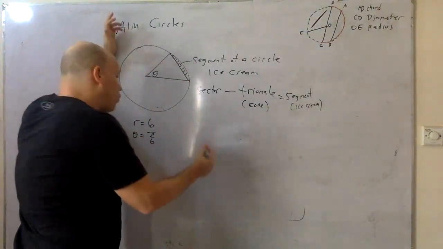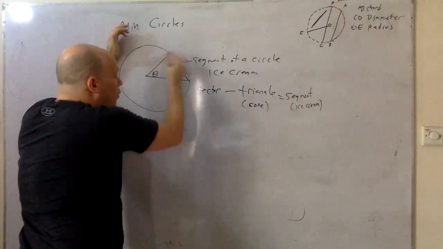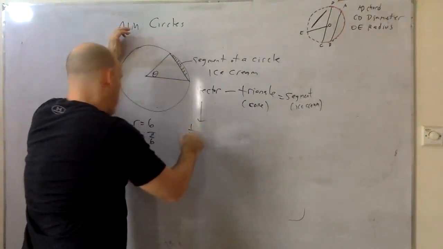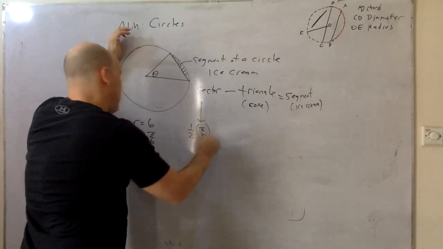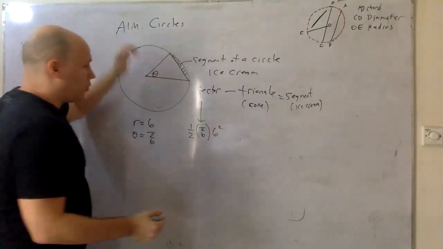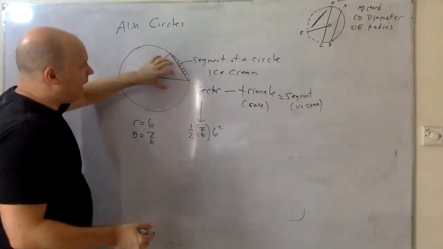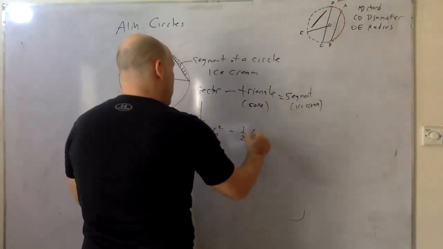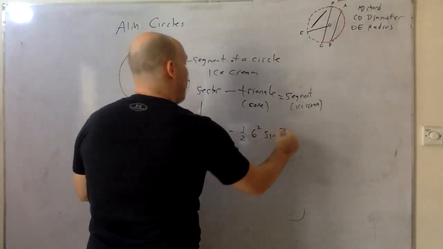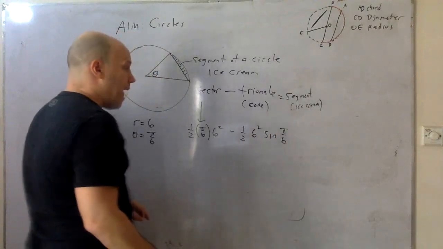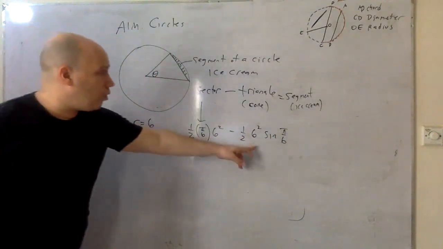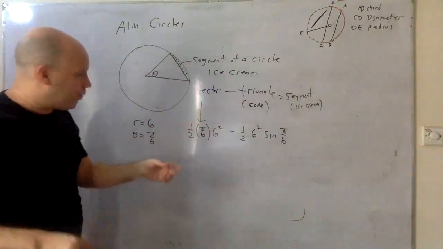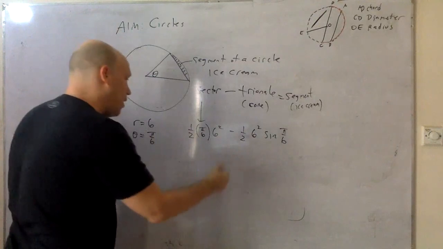You're like, fine, the whole sector is 1/2 pi over 6 times 6 squared. That's the whole thing. But then I want to take away the cone, so you're like, fine, that's 1/2 AB sine of the angle. And when I take the cone away from the entire thing that the person gives you, you're left with the ice cream. So what's the answer here?